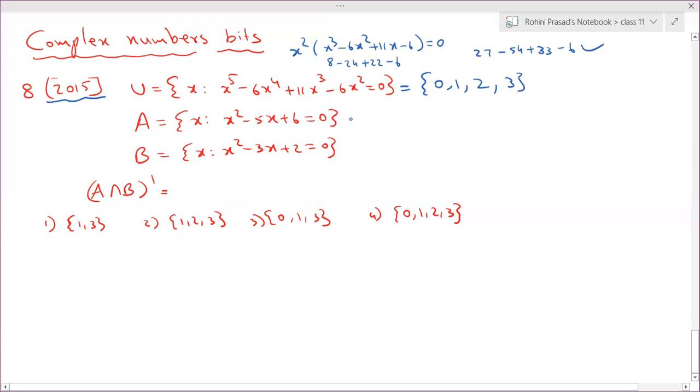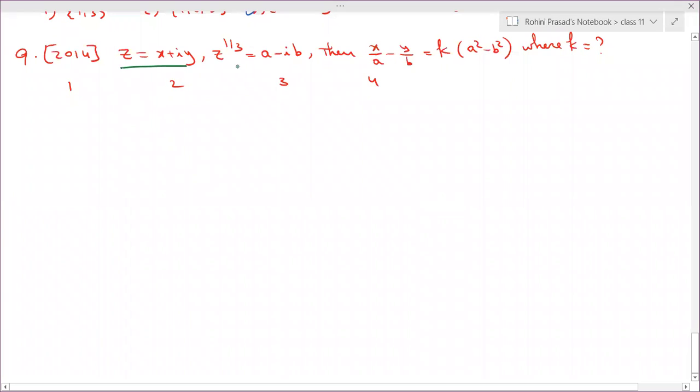So this universal set is that. And here sum of the roots is 5, product is 6, and 2 and 3 are the roots. So 2, 3 is this. And this is, I think, 1, 2 is this. So automatically A intersection B is just 2. Its complement means just eliminate 2: 0, 1, 3, and that's third option.